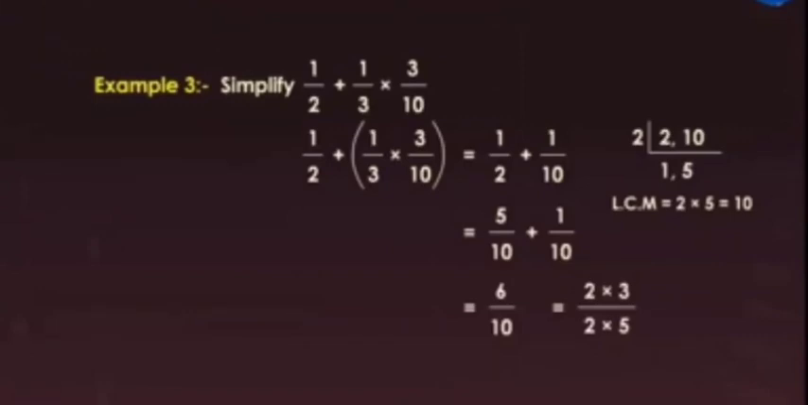Now children, again see, you have to convert into the lowest term. So what will we do? Divide by 2. So what will you get? 3 by 5. So 1 by 2 plus 1 by 3 into 3 by 10 is equal to 3 by 5.